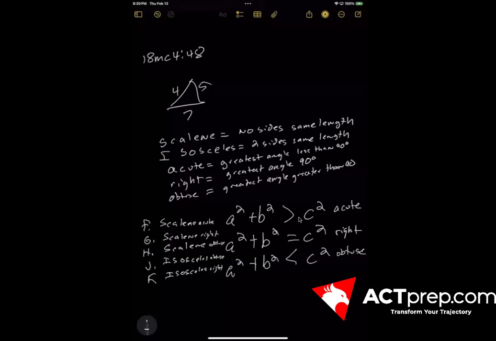It's often easiest to think of it in terms of c squared. If c squared is less, it's acute. If it's equal, it's right. If it's greater than, it's obtuse.